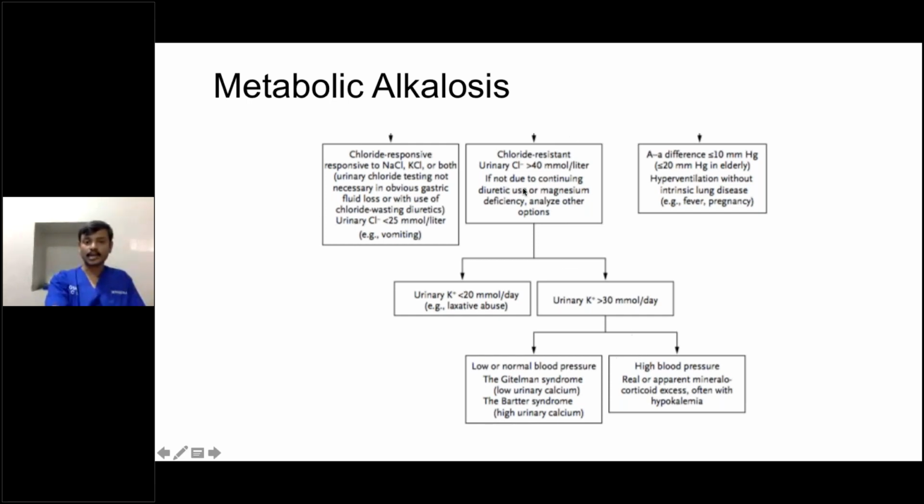If chloride resistant metabolic alkalosis is there, we have to look at potassium first. If potassium is low, maybe laxative abuse. If urinary potassium is high, the possibility is either Gitelman syndrome, Bartter syndrome, or mineralocorticoid excess. If there is low urinary calcium, it is Gitelman syndrome. High urinary calcium, it is Bartter syndrome. So this is how, even in acid-base disorders, we can identify even these syndromes.